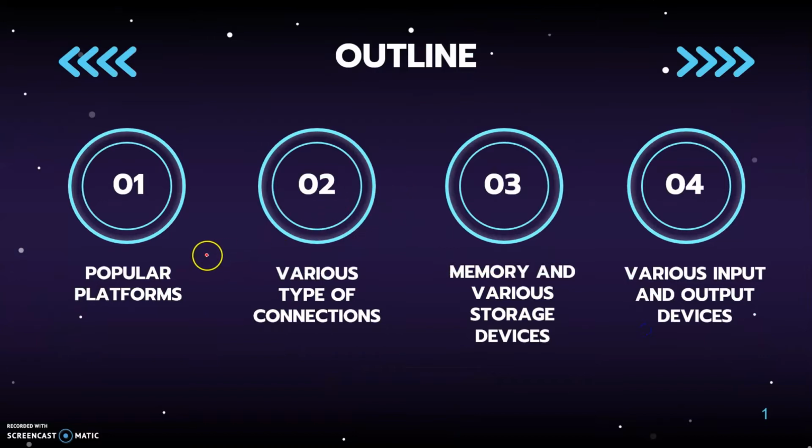So in this chapter you will learn about popular platforms. Okay. There are two types of popular platform. The second one is various types of connections. There are 4 various types of connections that you will learn, and then memory and various storage devices. Okay, and next are the various input and output devices for you to develop a multimedia project.